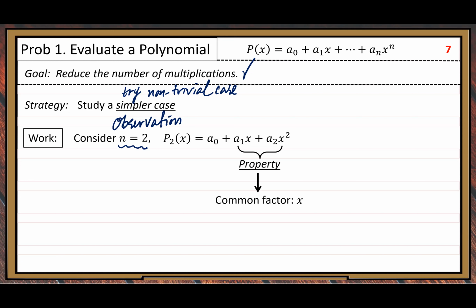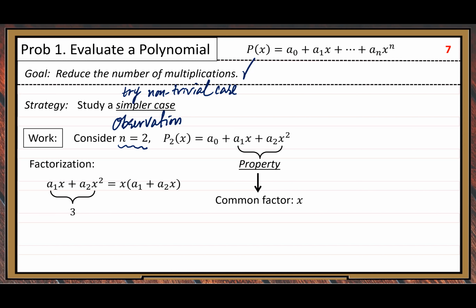Let me just point out, there is a common factor x. That's the property, and this property is important. If you find this property, we can take advantage of it. So how do we take advantage of it? We can do factorization. Think about that, factorization. This is the factorization, right? So simple. Just factor x out.